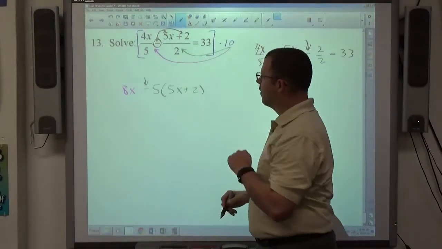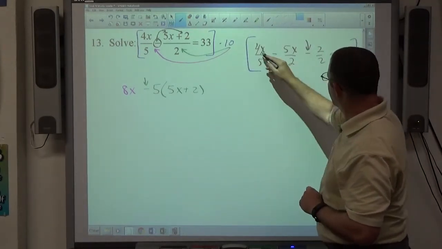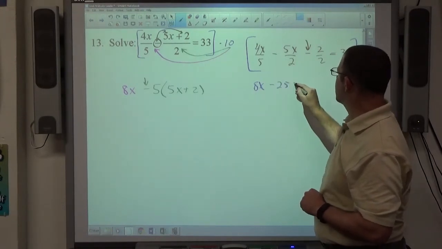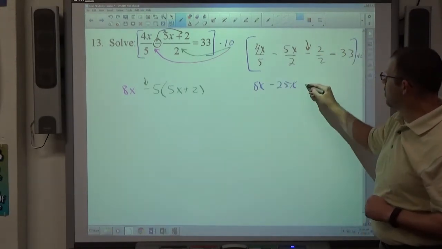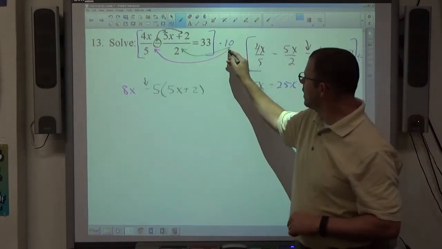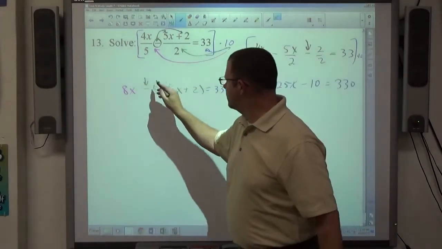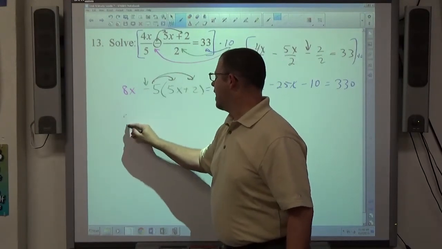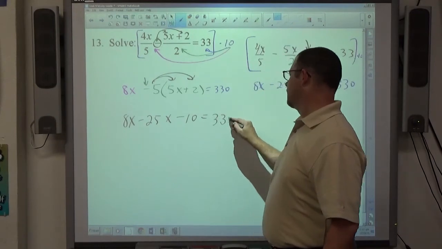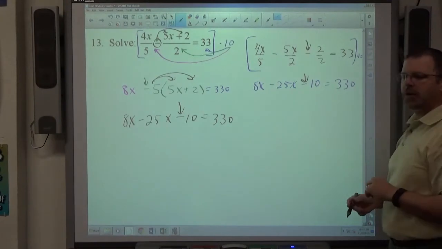If you wanted to go this route, that's fine, but here if I did the times 10, this of course is still going to be 8x. That'll be 5 times 5 will be minus 25x. That'll be 5 times 2 will be minus 10. And 10 times 33 is 330. So if we finish this out, this simplification process, 8x minus 25x minus 10 equals 330. Okay, again, this is a minus 10. A lot of you are going to put the plus 10 there.